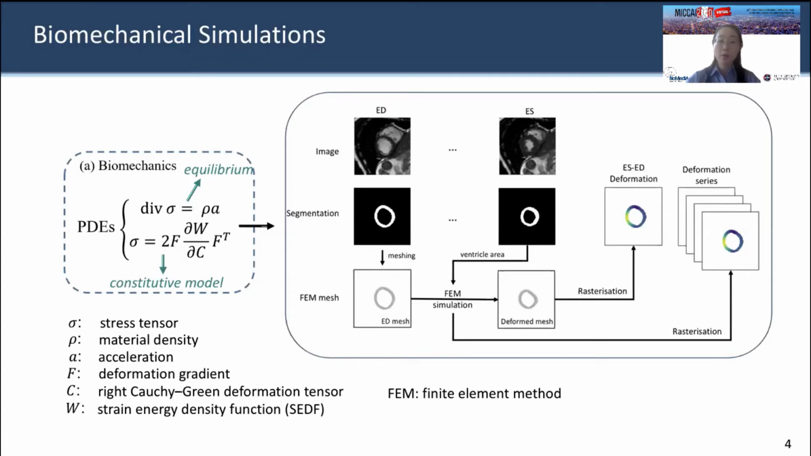In the simulation process, given a segmentation mask at ED frame, an artificial pressure can be applied to match the ventricle area of the ES frame. So the pressure value can be determined via the inverse finite element method. And by uniform sampling the pressure value, we can then generate a series of these deformation fields.